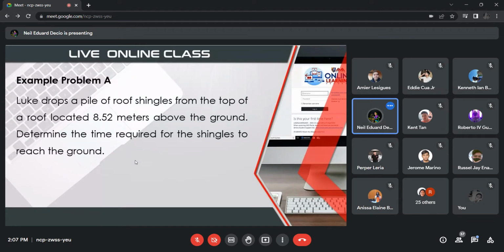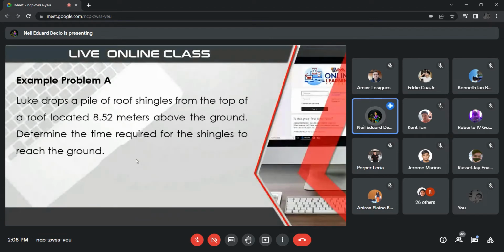So how do we solve such problems? We are only given one quantity, the distance, which is 8.52 meters from the ground. But then we have to keep in mind that once you drop something, it has to do with the Earth's gravity. And when an object is in free fall, I think most of you know the acceleration of a free-falling body.